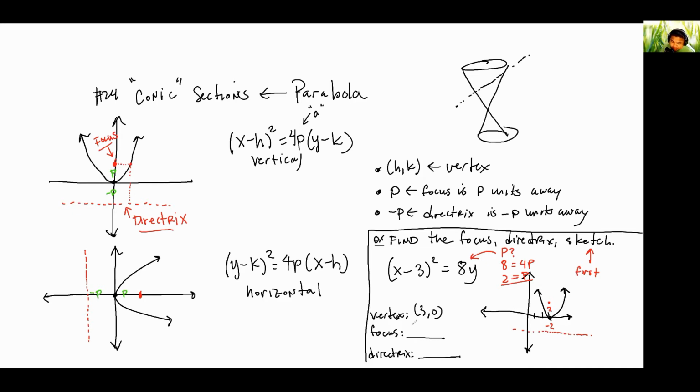The focus is going to be (5, 0). No. Wow. No. (3, 2). And the directrix, keep in mind, is a horizontal line. The directrix is y = -2. And there's our answer.